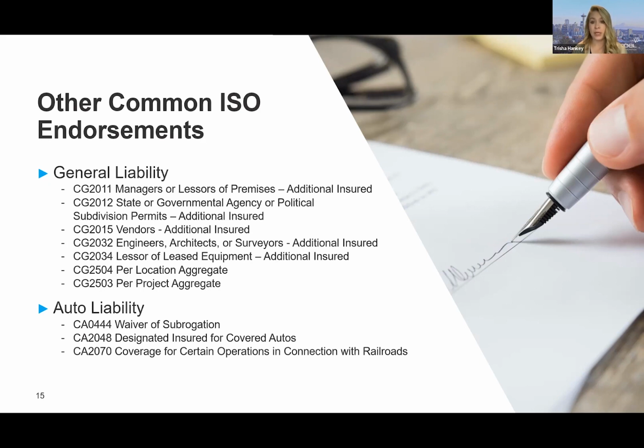And lastly, we have the CA 2070, coverage for certain operations in connection with railroads. Work on or within 50 feet of a railroad is excluded under the business auto coverage form. This endorsement removes that exclusion for a scheduled railroad and job site. It's important to note that this exclusion also applies to the general liability and often umbrella liability, so you will need to obtain the endorsement removing that exclusion from those policies as well.